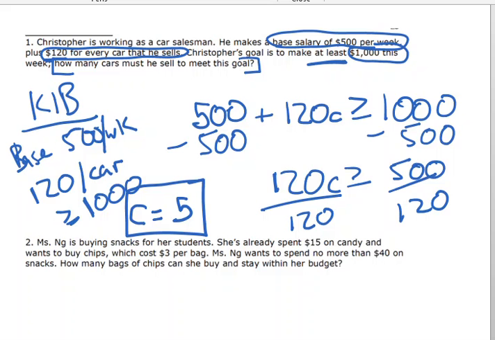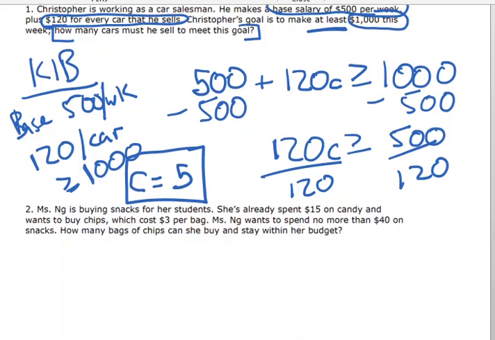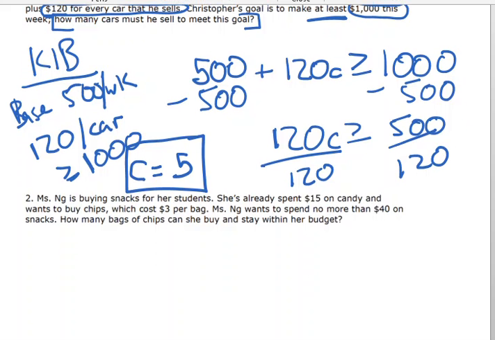Miss Ng is buying snacks for her students. She already spent $15 on candy and wants to buy chips, which cost $3 per bag. Miss Ng wants to spend no more than $40 on snacks. How many bags of chips can she buy and stay within her budget? So she has $15 on candy, she wants to buy chips at $3 per bag, and she doesn't want to spend any more than $40.